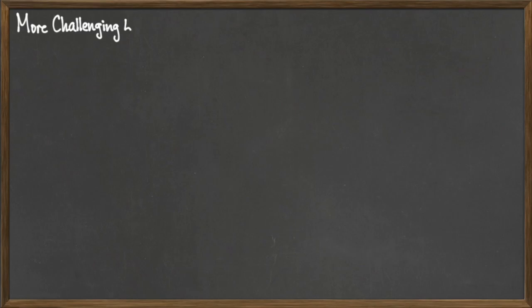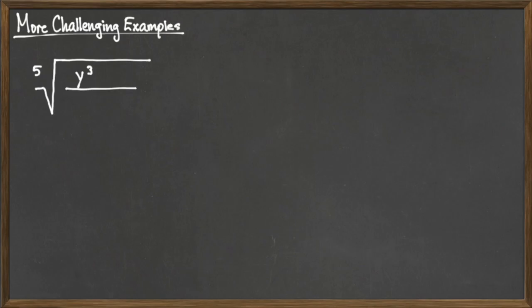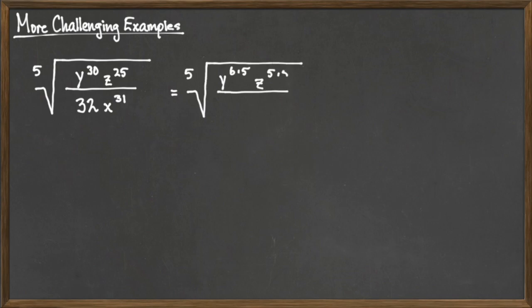For our last example, let's look at one that's a little bit more challenging. I want to look at the fifth root of y to the 30 times z to the 25 divided by 32 times x to the 31. We can observe that almost every exponent is a multiple of 5 except for 31, so we'll get to that in a second. But I can rewrite y to the 30 as y to the 6 times 5. Z to the 25 can be rewritten as z to the 5 times 5. 32, well, that's simply just 2 to the 5th power.